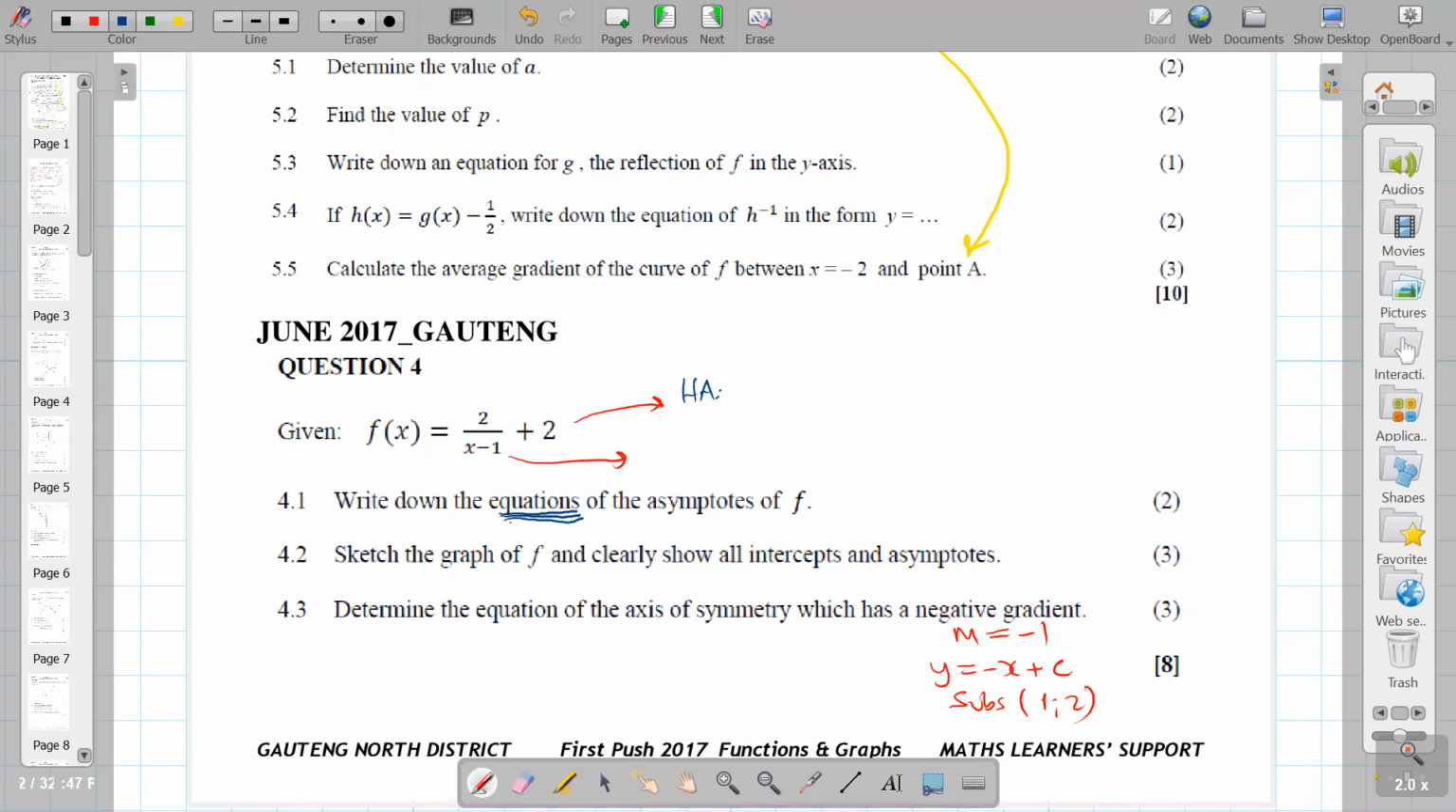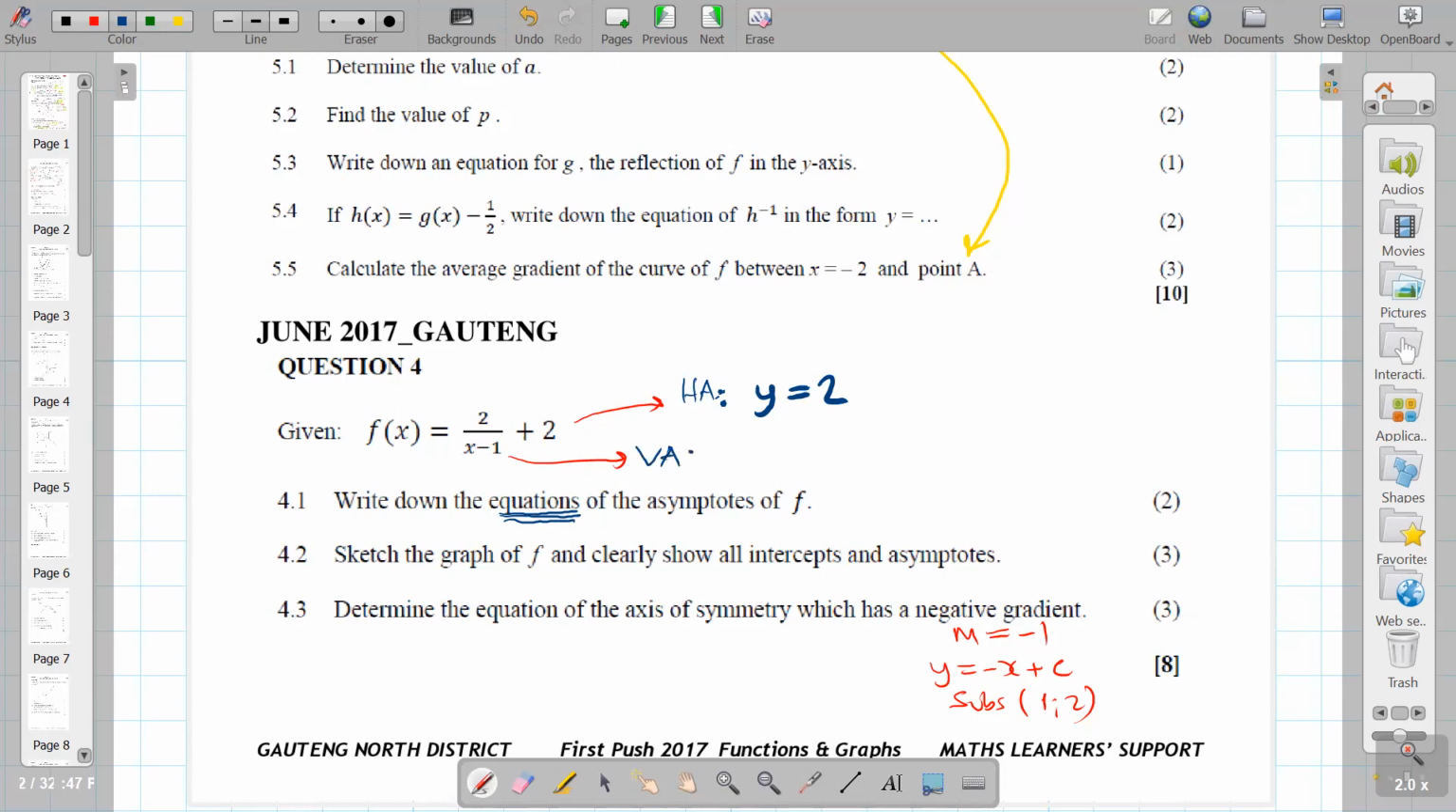Don't tell me 2, -1, 3. Write proper equations. How do you write the equation of a horizontal line? Horizontal asymptote: the equation of a horizontal line is y is equal to 2. So it's y is equal to 2. That's it. Don't write just 2. Don't write the coordinates of a point.